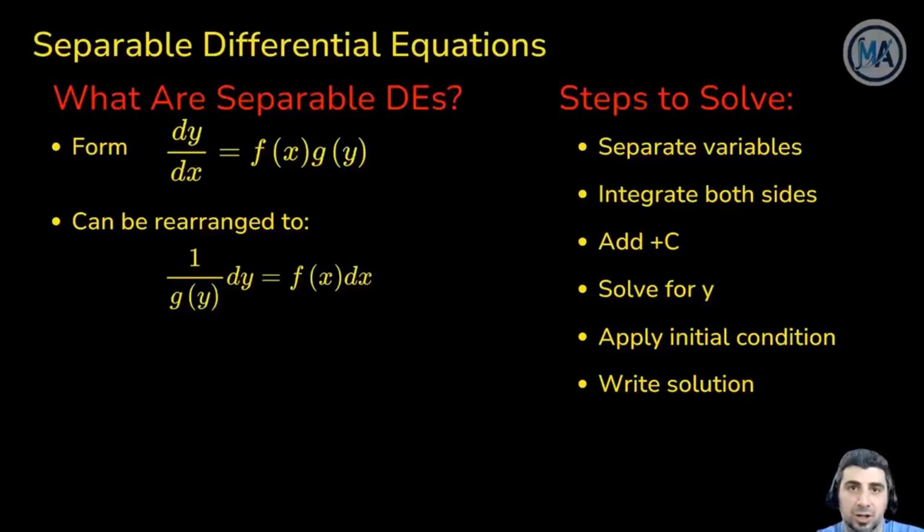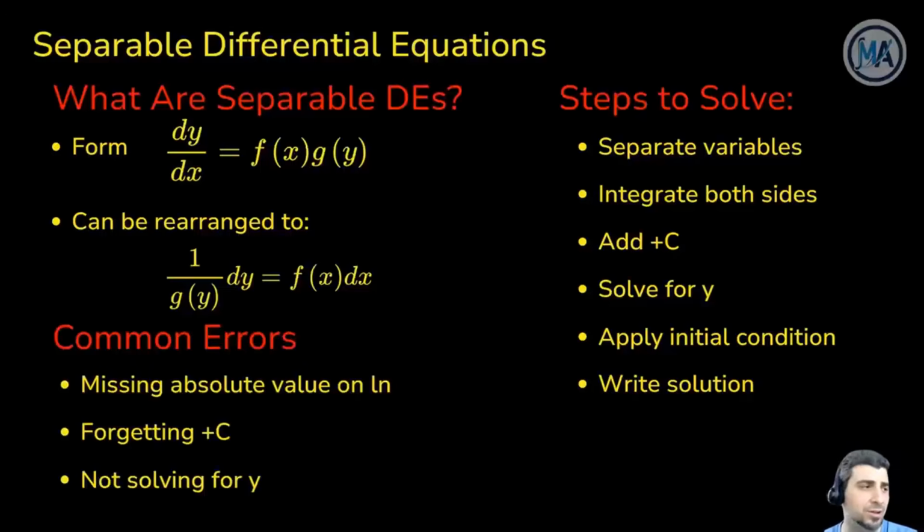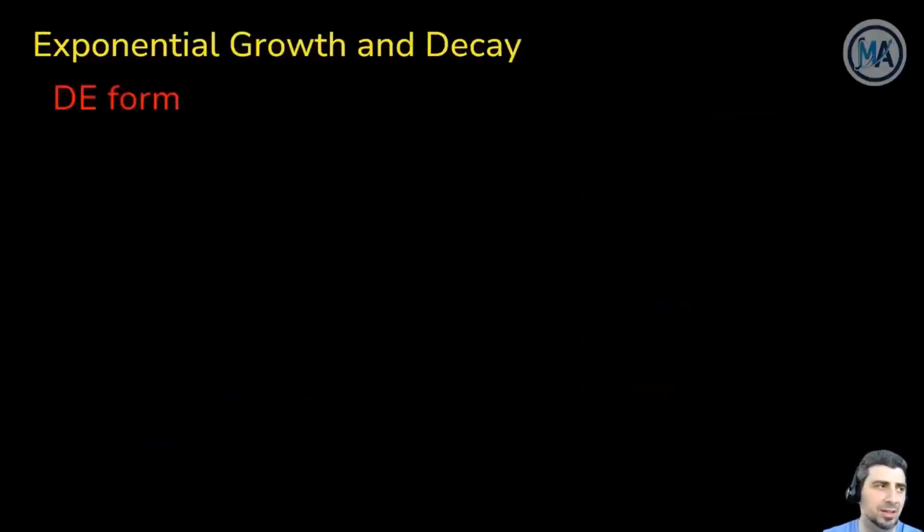Sometimes applying the initial condition is easier to do before you solve for y, so those two steps can be rearranged. Some common errors here are missing the absolute value if you have a natural log in your solution. Also forgetting the plus c, and also not solving the differential equation for y. That's important to be able to do that. Not all separable differential equations are going to ask you to explicitly solve for y, so make sure you read the question carefully.